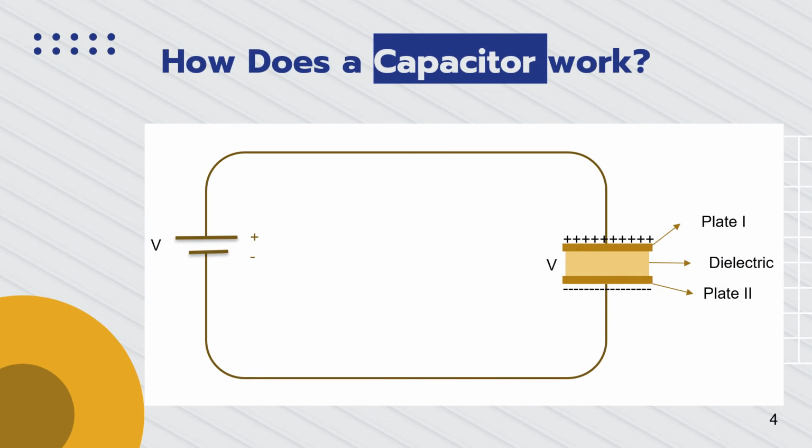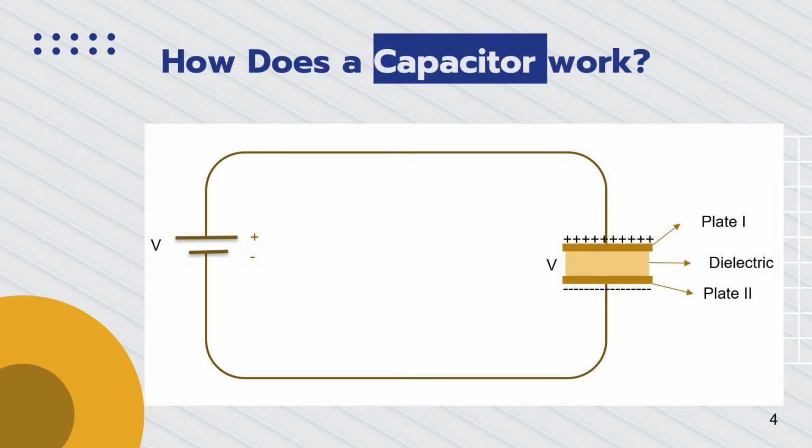How does a capacitor work? First, we can note that a metal typically has an equal amount of positively and negatively charged particles, which means it's electrically neutral. If we connect a power source or a battery to the metal plates of the capacitor, a current will try to flow.